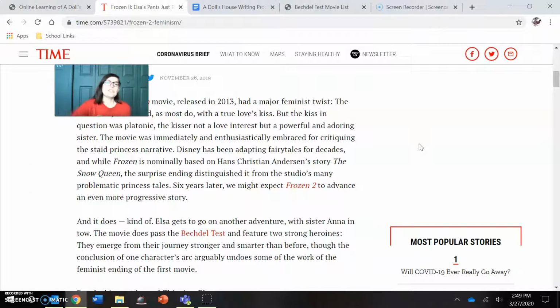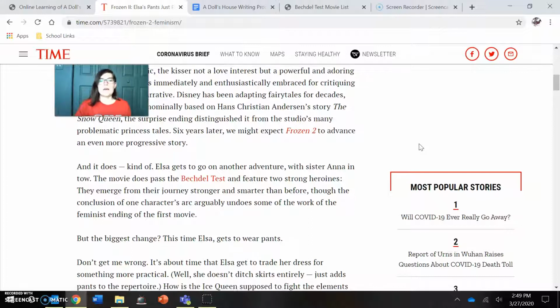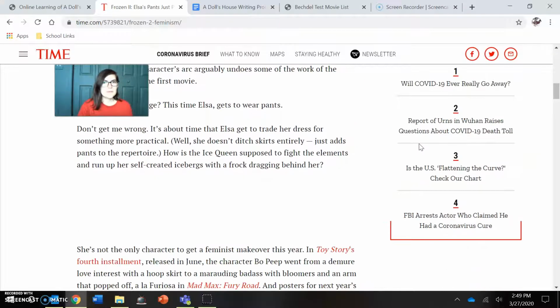And she, while wearing her pants, goes on to be the heroine of the movie. She casts kind of everyone aside and goes on to save the world, more or less. But this article says, maybe that's not enough. Yes, it's cool that a princess gets to wear some practical clothing. We don't often get to see princesses wearing practical clothing.